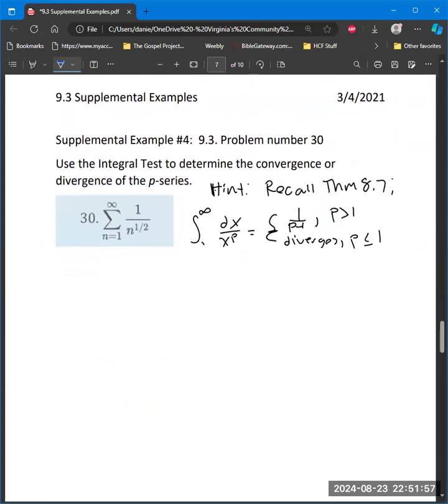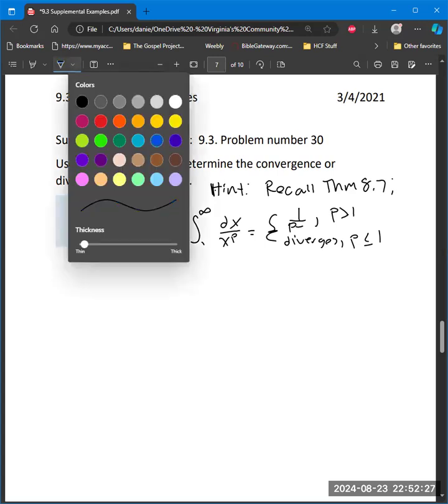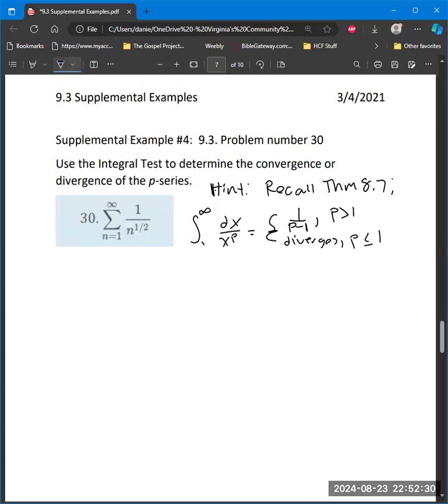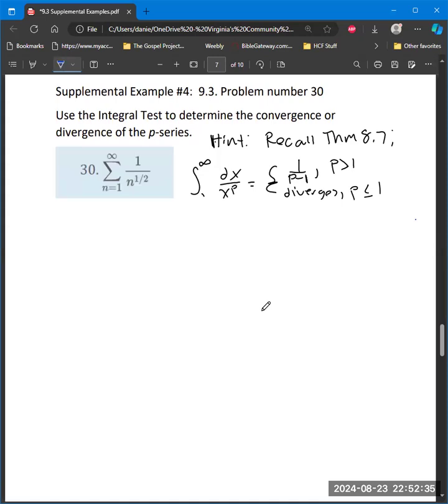So let's go ahead and move on to this next example, which is like number 30 from 9.3, and we're going to need to recall theorem 8.7. This is referenced in the text to tell us that it converges in this case and diverges in this case in 9.3, but you have to go all the way back to 8.7 to see what it converges to. But that is p, that's a p minus 1 in the denominator down there. So we'll be able to use that theorem here.